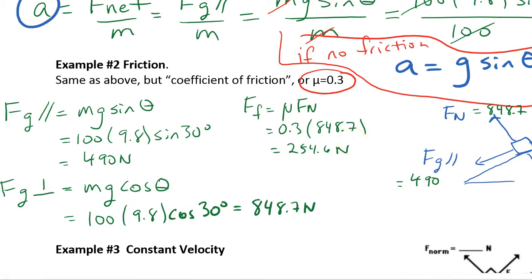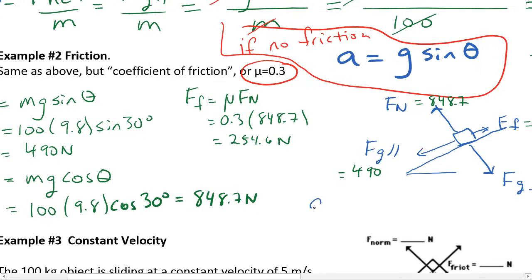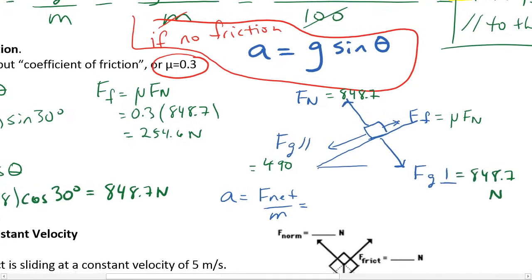Now we can say the acceleration is going to be equal to F net over m. Looking at my diagram, I realize that Fg perpendicular and the normal force are going to be canceling each other out, and that these two are in opposite directions. So I'm really going to have Fg parallel, 490, minus the force of friction. You know what, maybe I'll write those words out first. I'll have Fg parallel minus the force of friction all divided by the mass.